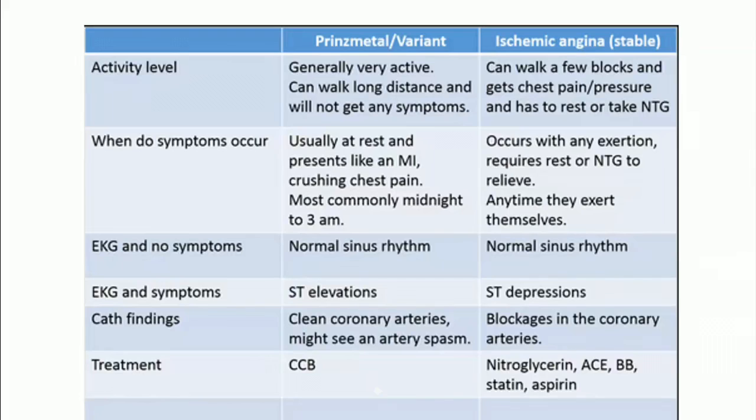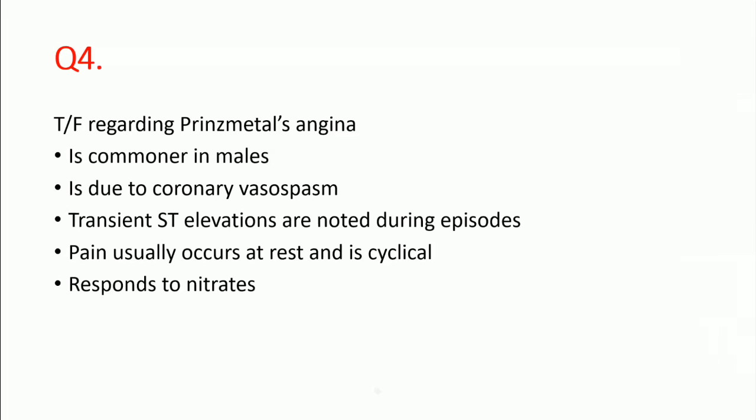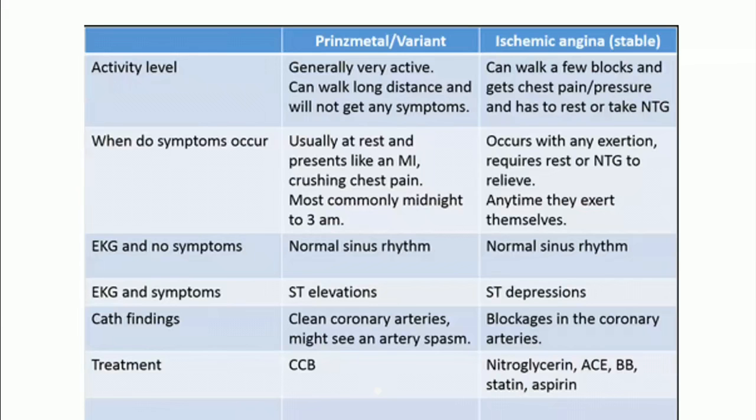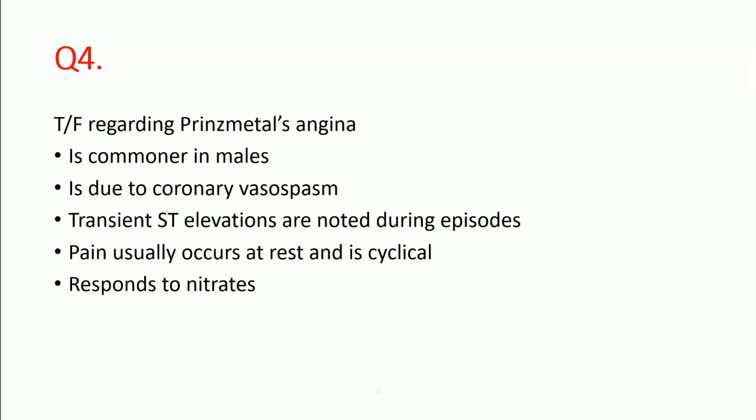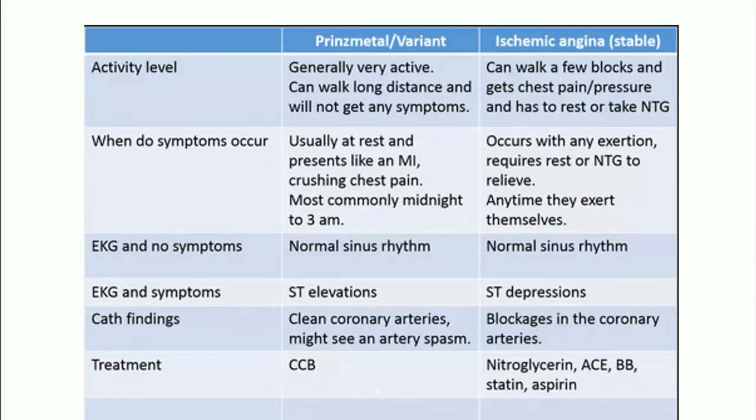Prinzmetal angina is common in females, and is due to coronary vasospasm. It has a periodic, cyclical history. It occurs at rest, early in the morning, at a specific time. It has a sort of cyclical history, and is due to coronary vasospasm.